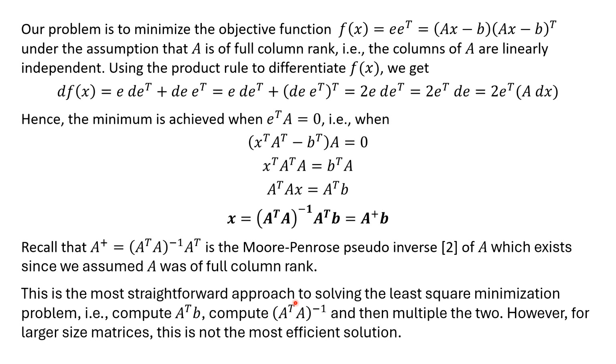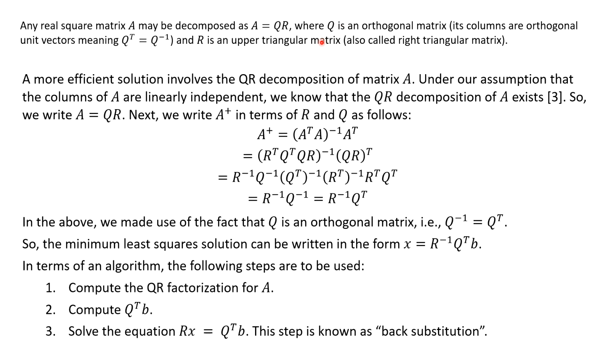Okay, so this is the most straightforward approach to solving the least squares minimization problem. You get a nice closed form here. Compute this, and then you would compute the inverse of this, and then multiply and get your answer. However, for large size matrices, this is not the most efficient solution. So I have another approach on the next slide that's more efficient, at least for larger matrices. So we have a different solution on this slide that's more efficient for larger matrices in terms of finding the least squares solution.